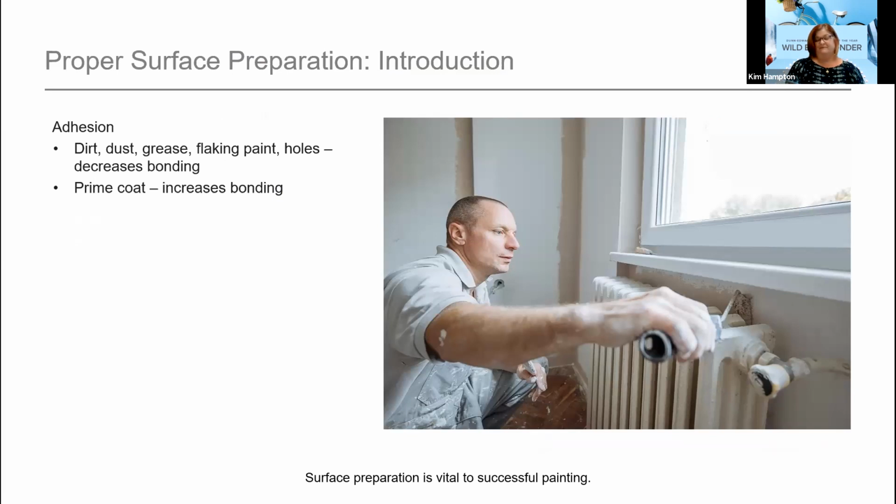Surfaces must be properly prepared. Dust, dirt, flaking paint, and holes can decrease the ability of a coating to adhere to the substrate. The use of a proper primer can help improve bonding of the paint surface.